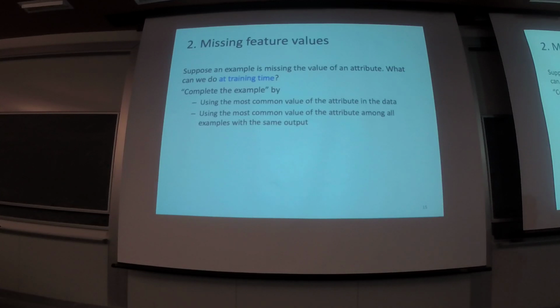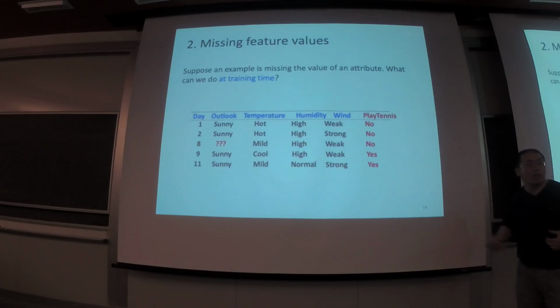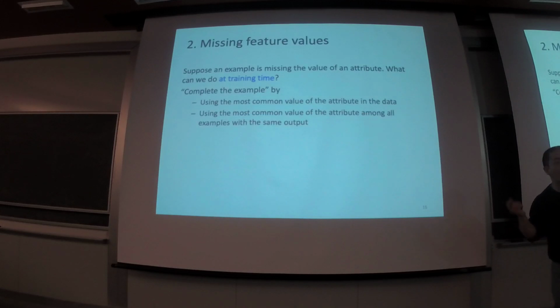And a more refined version is to look at all the examples with the same output. Like say, for this incomplete example, we know its label is no, right? I finally determined not to play tennis that day. Then I just look at all the negative examples. And among those negative examples, I pick up the most common feature value and fill it. That's the two commonly used approaches.